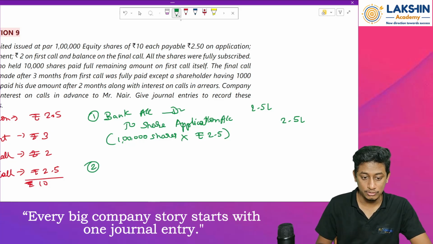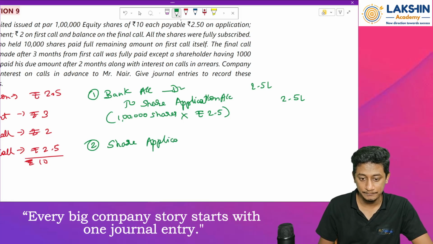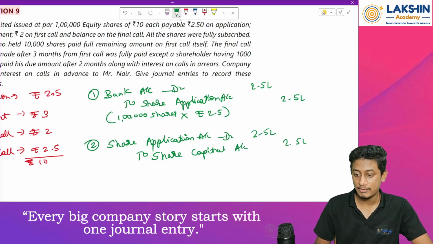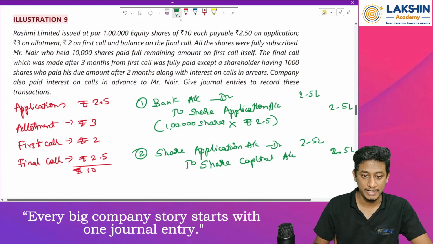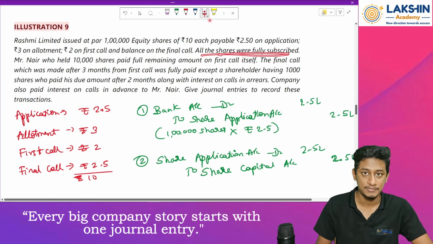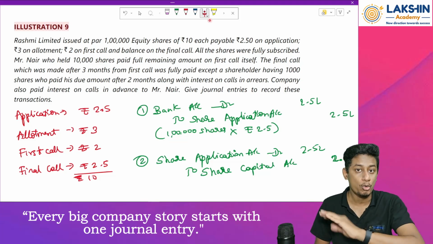Now I need to transfer the money. I need to make the allotments, right? So first of all, reverse the share application. Share application account debited to share capital account, again 2.5 lakhs. Because the question clearly says that all the shares were fully subscribed, that means we have received the money for 1 lakh shares. No under subscription, no over subscription. Done.